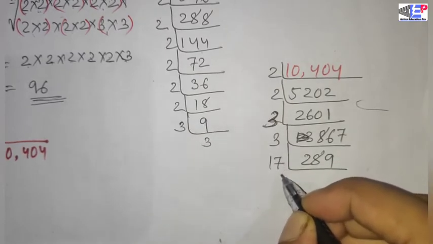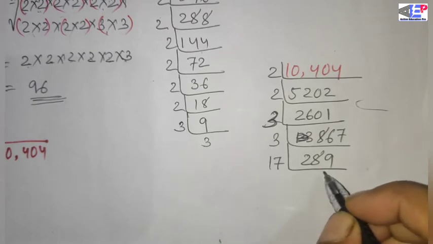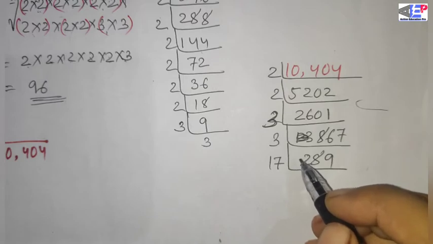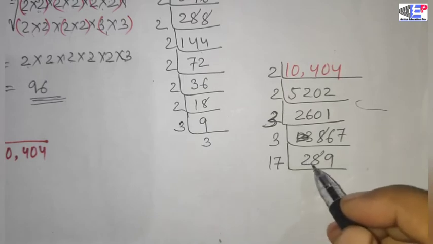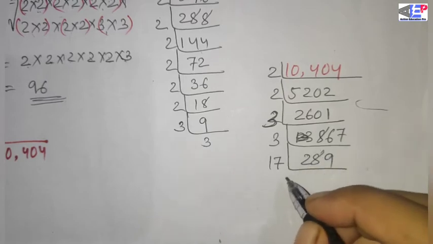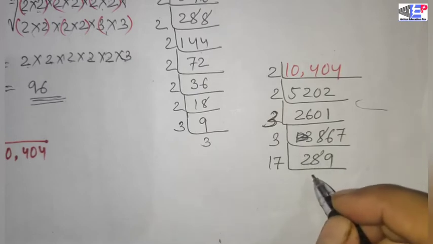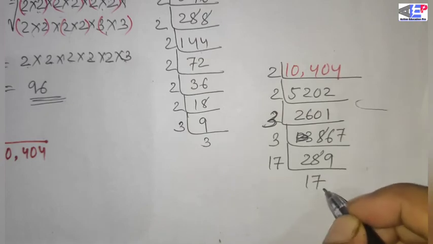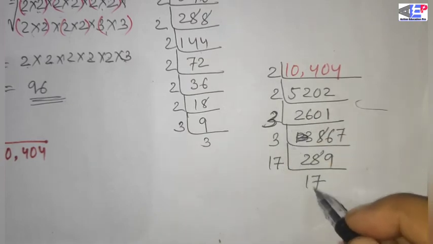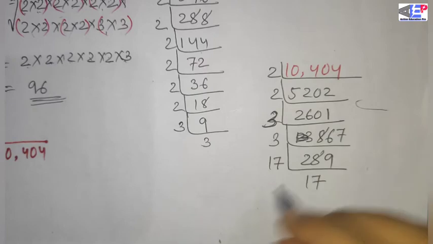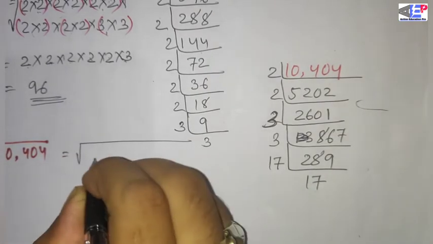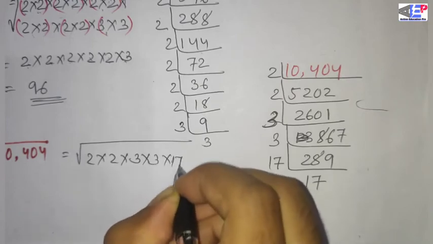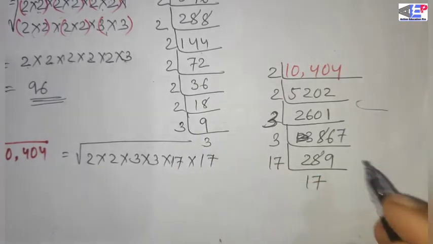This number is divisible by 17. It is not divisible by 2, 3, 5, 7, 11, 13. Finally it is divisible by 17. So here you note that 289 is the square of 17, and 17 is a prime number, so we cannot factorize 17 any further. Okay, you can write here 2 into 2 into 3 into 3 into 17 into 17.